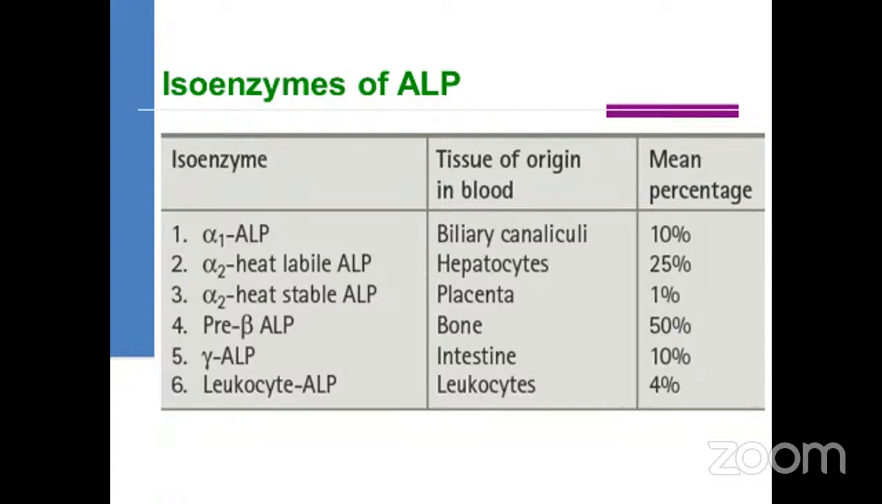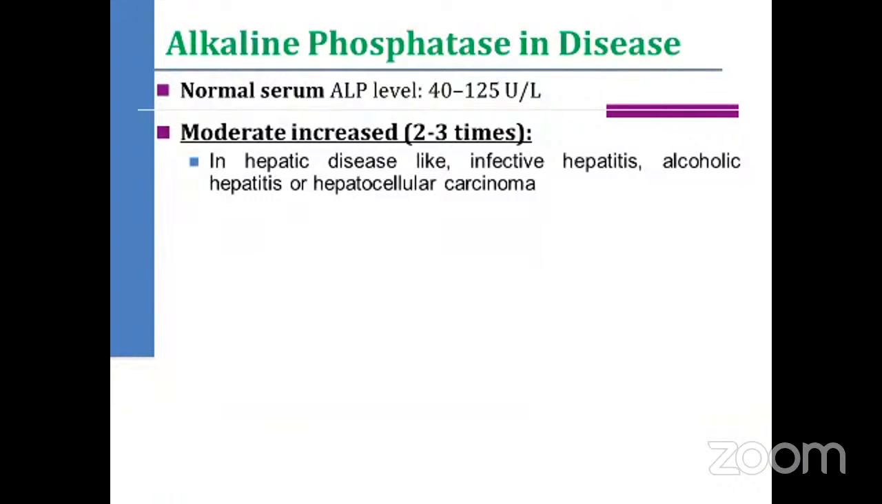Leukocyte, as the name suggests, this ALP isoenzyme is synthesized from the leukocyte and it constitutes 4% of the total enzyme activity. Okay. Coming to the normal range of the ALP. What is the normal range? It is 40 to 125 units per liter.